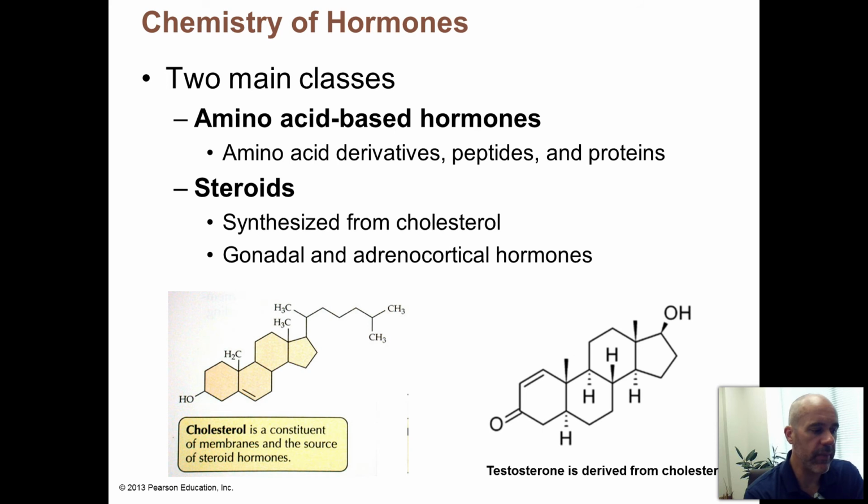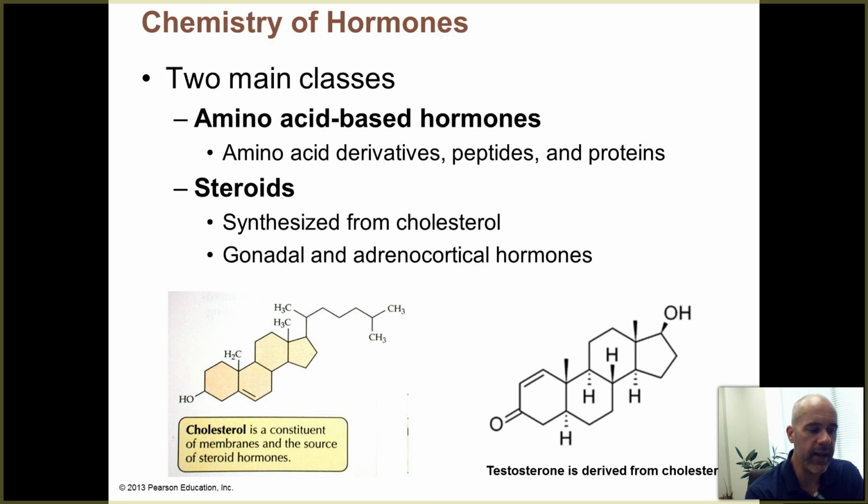All right, so the hormones of the body actually fall into two main classes in terms of their chemical makeup. These include amino acid-based hormones. Hopefully you remember from Biology 201 that amino acids are one of your major organic building blocks that are used by the cells of the body. Amino acids are the building blocks for proteins.